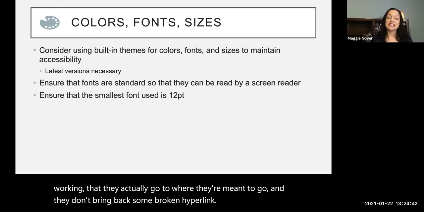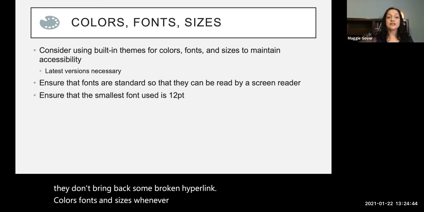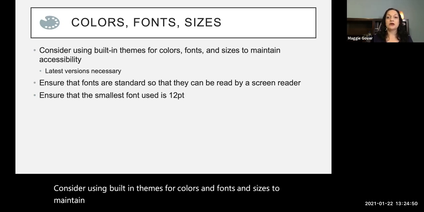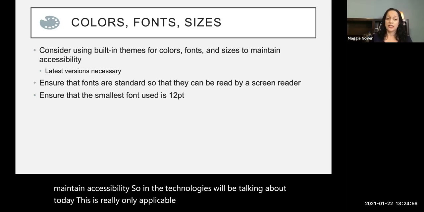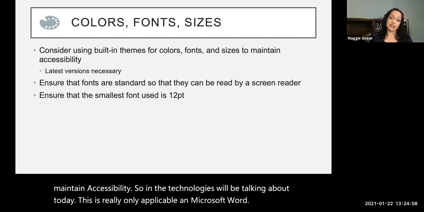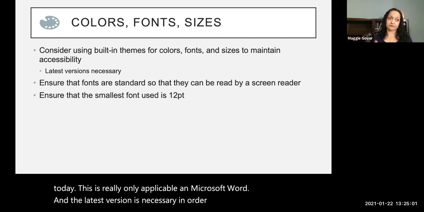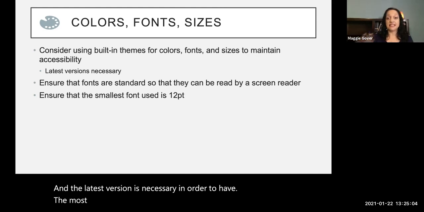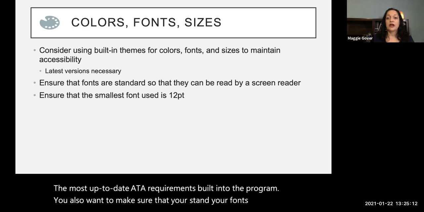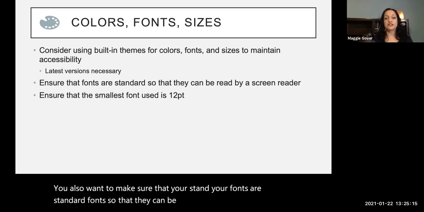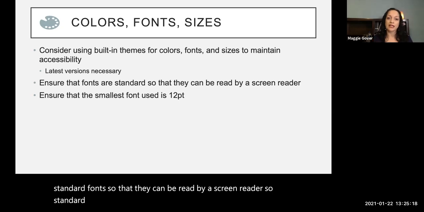Colors, fonts, and sizes. Whenever possible, consider using built-in themes for colors and fonts and sizes to maintain accessibility. So in the technologies we'll be talking about today, this is really only applicable in Microsoft Word. And the latest version is necessary in order to have the most up-to-date ADA requirements built into the program. You'll also want to make sure that your fonts are standard fonts, so that they can be read by a screen reader. So standard fonts are usually the ones that come with the package, the Microsoft Word or your Adobe Acrobat package.